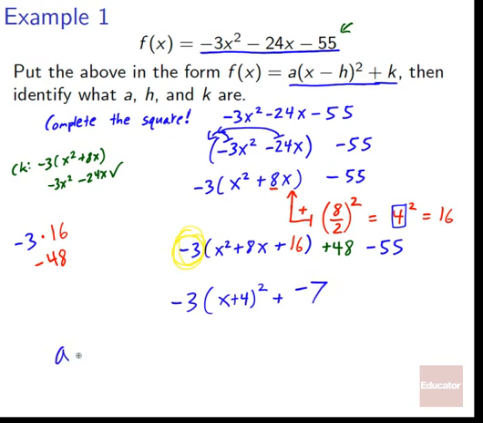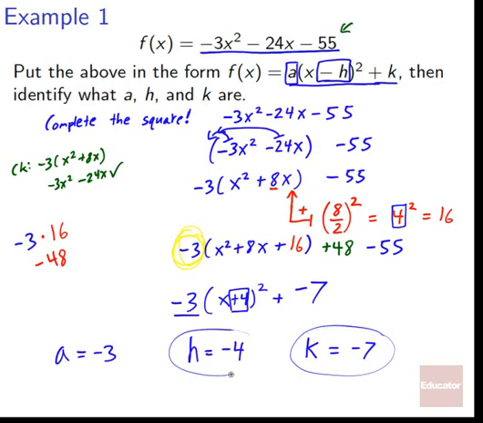So at this point, we're ready to identify. We've got a is -3, because that guy is in front of our multiplication. Then h is equal to -4, because it's the guy right here, but notice it's minus h, and what we've got is +4. So since we've got +4, it has to be h equals -4, otherwise we're breaking from that form. And then finally, k is equal to -7. Great, and we've got everything we need to be able to put it in that form.